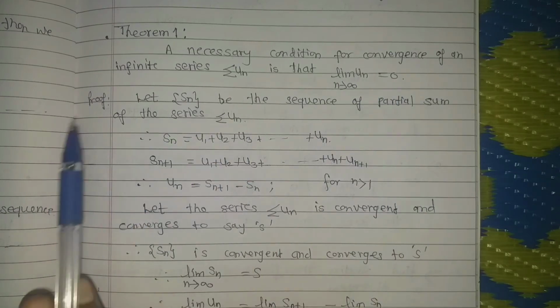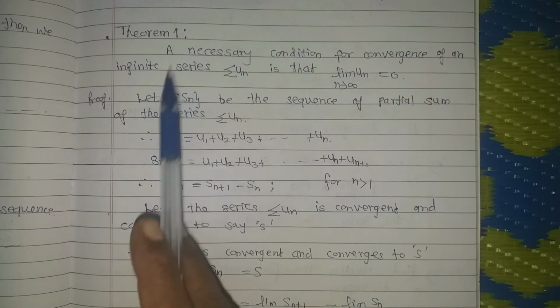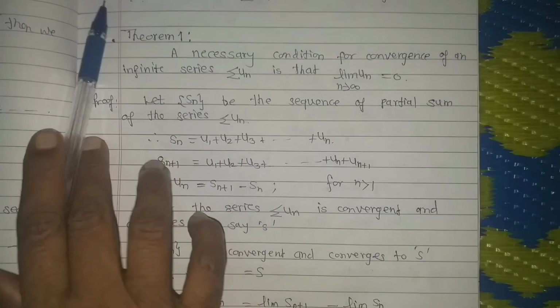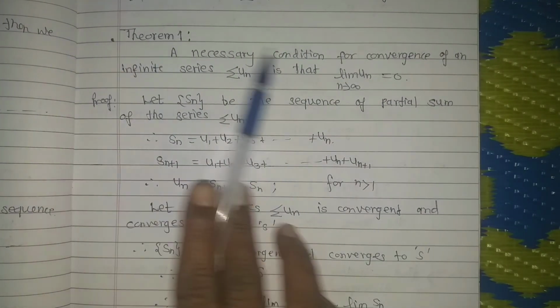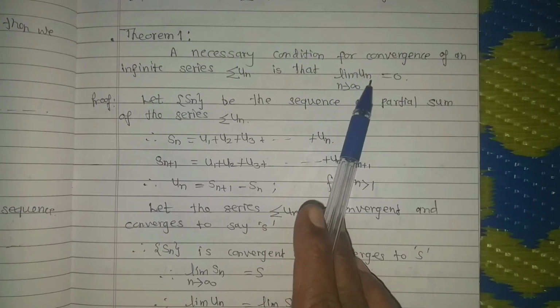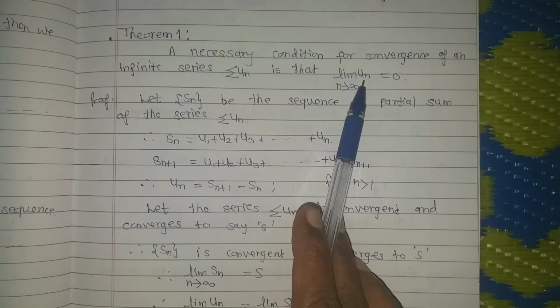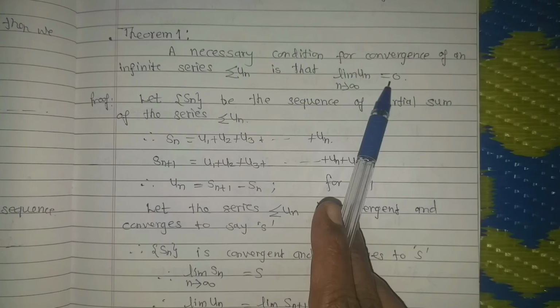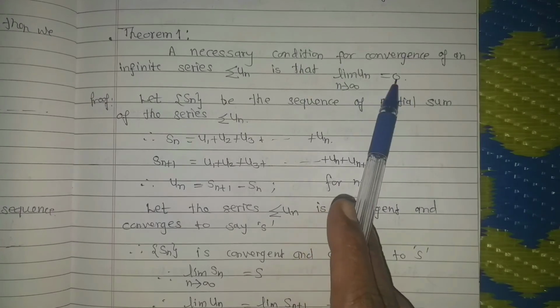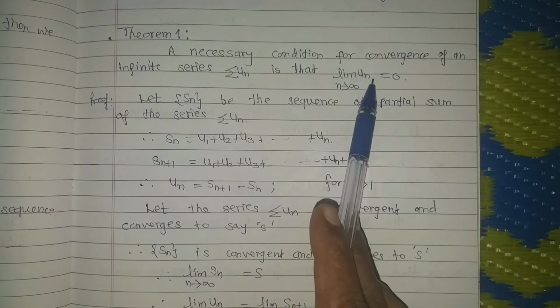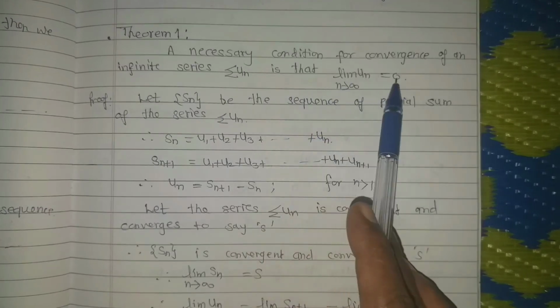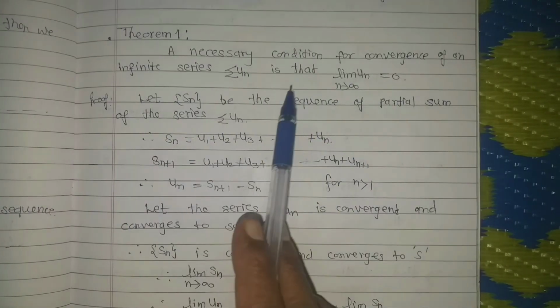That means if any infinite series is given, then for convergence we have to check whether the limit as n tends to infinity of that series term equals 0 or not. If it is 0, then the infinite series is convergent. Now we consider the proof of this theorem.